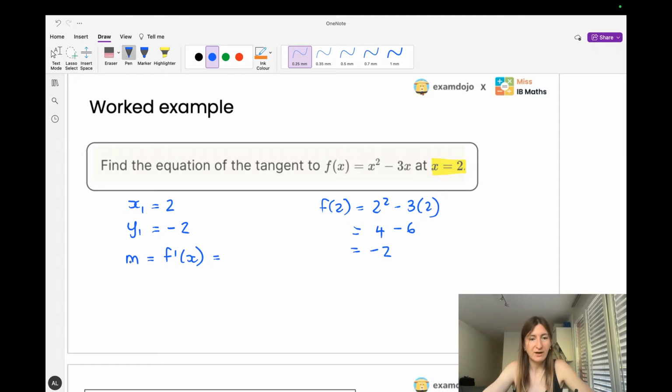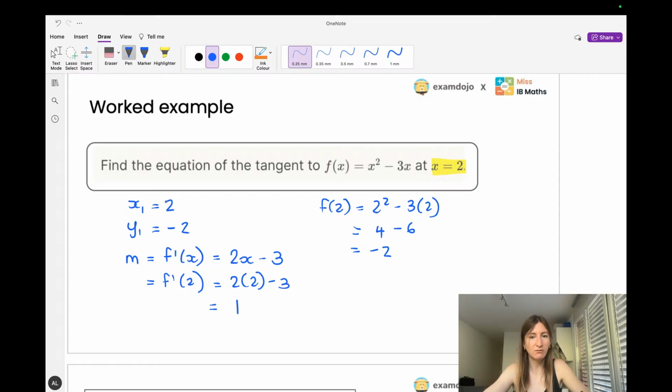Now, finally, I need to find my gradient, which I do by finding the derivative of this function. So I'm going to find the derivative, that is 2x minus 3. And you see, just from that, x squared becomes 2x, minus 3x is minus 3. There's my derivative, but I'm not finished yet. I need to substitute my value to get it to be an actual number. So I can take f dash of 2, because that's the value. 2 times 2 minus 3, which is 4 minus 3, is 1. So my gradient is 1.